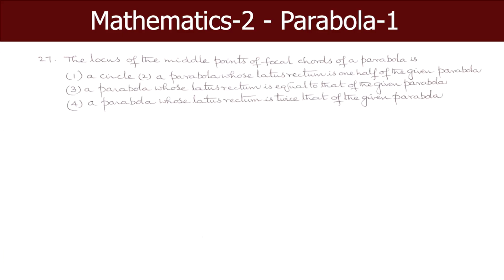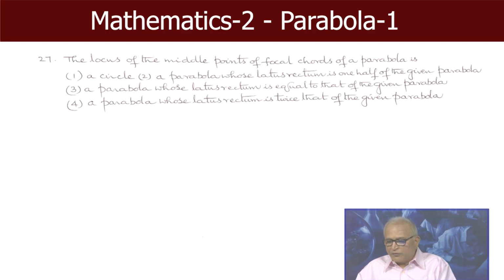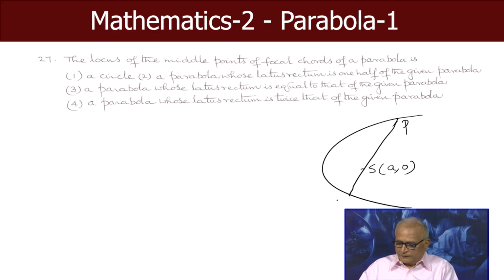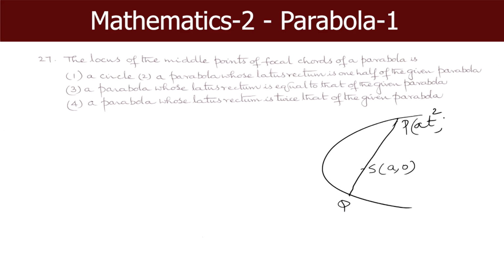Next, 27. The locus of the middle points of the focal chords of a parabola is, locus of the middle points of a focal chord of the parabola. Here is the focal chord, A0. This is the PQ. Okay. Focal chord. The extremities of the focal chord can be taken as at square, 2at, and of course the other extremity is given by the parameter minus 1/t: a/t square, minus 2a/t.